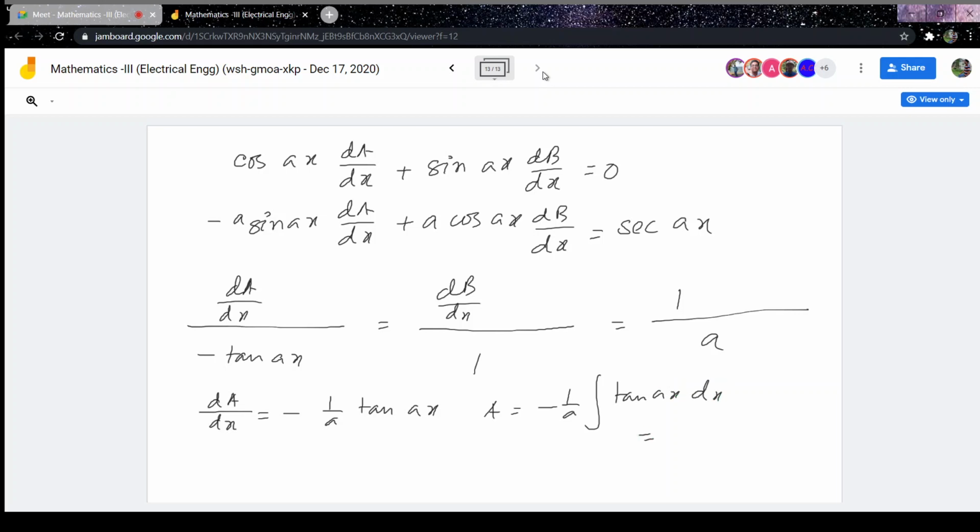tan x means log sec x. Okay, fine. So that will be minus, so this will be plus 1 by a log cos x plus c1. B is equal to 1 by a x plus c2.